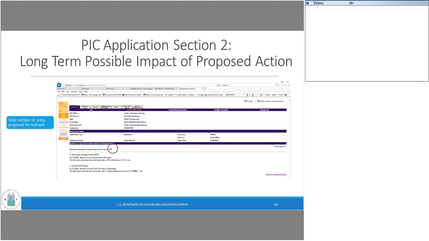Next slide. Section 2, long-term possible impact of proposed action. What we look at when an application is submitted to SAC is consistency. Here we see in Section 2 that the Housing Authority is proposing the removal of 139 units, which we see is consistent with the submission table. Also under Section 2, the Housing Authority is confirming that they understand that once the removal of the 139 units occurs, that's going to reduce their subsidy, meaning that their subsidy is going to now be 0.